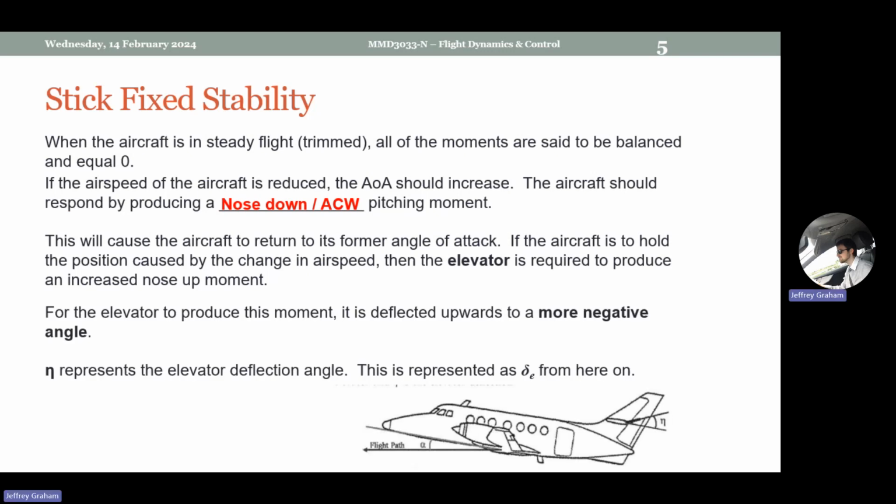The elevator, as we start to change the moment, is deflected upwards. If we start deflecting the elevator upwards, it's classed as a negative angle. So if we have a trim elevator angle of -4 degrees, for example, it means the elevators have to deflect upwards. It's a little bit against convention, but it's something you need to remember. Down here, there's two notations involved. The one that I'm going to go through is this symbol here. This is going to be the elevator deflection angle.